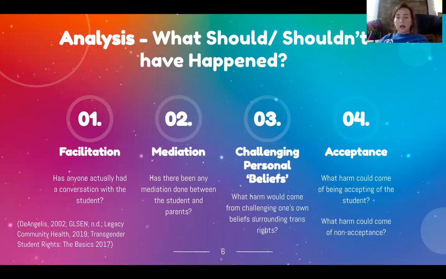And then finally, my 4th point I wanted to make was acceptance. So I split this into 2 questions, 2 sides of the same coin. What harm could come of being accepting of this particular student? What harm could come from non-acceptance? So I mentioned previously that queer youth, if they have at least one person in their life who is supportive and sees them for who they are, are at a reduced risk of self-mutilation, self-harm, or suicide. So there's that.